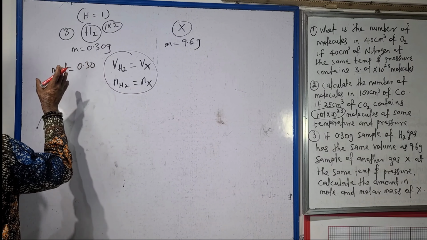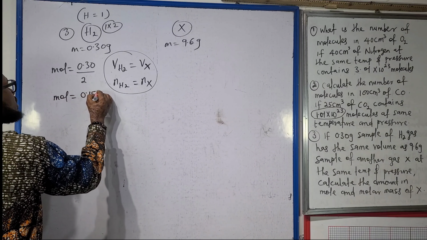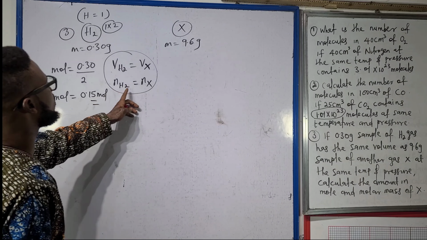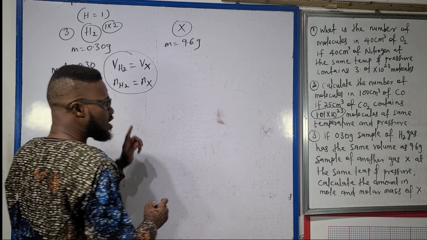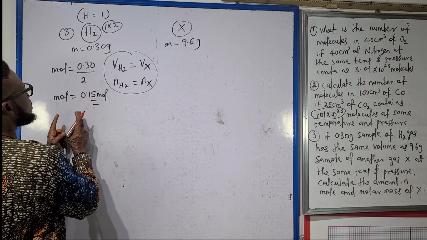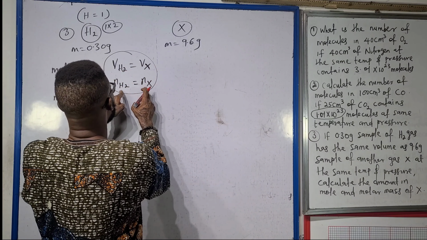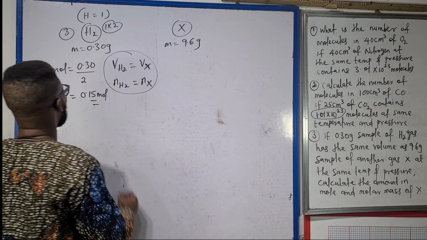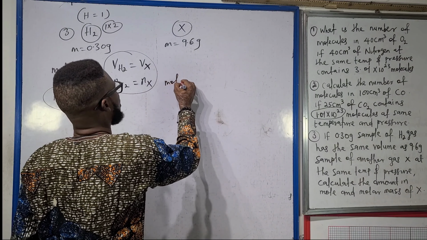That's mole equals mass over molar mass. Recall that 0.30 divided by 2. The mole here is going to be what? 0.15 mole. If the number of molecules are the same, it simply means the number of moles is the same. So since the volumes are equal, the number of molecules will be equal, and the number of moles will also be the same. So if I've gotten the mole of hydrogen here, then it means that the mole of X is also going to be what? 0.15 mole. So that I have interpreted.